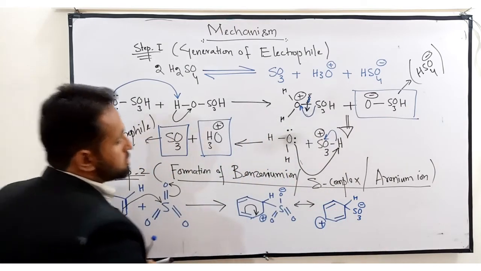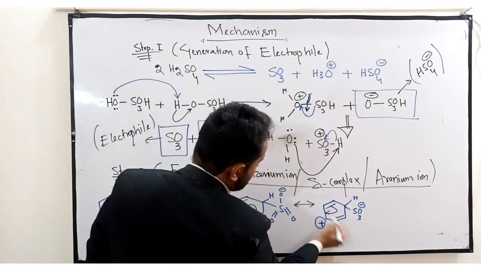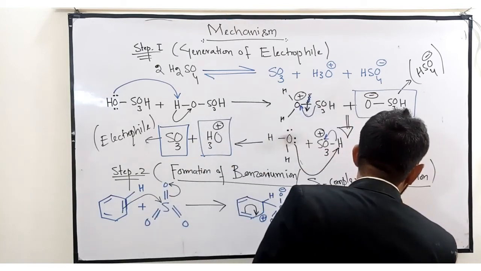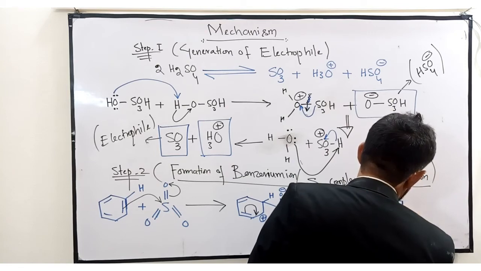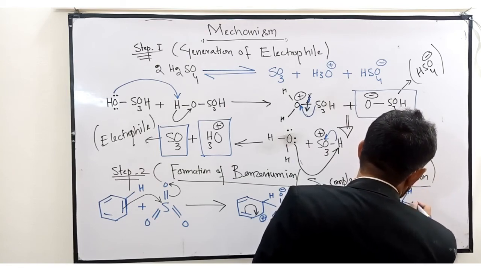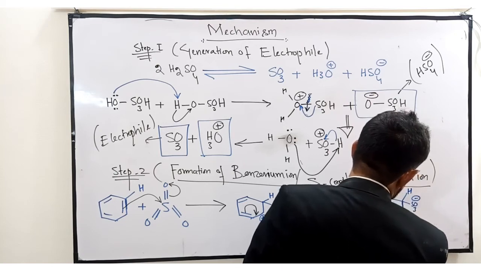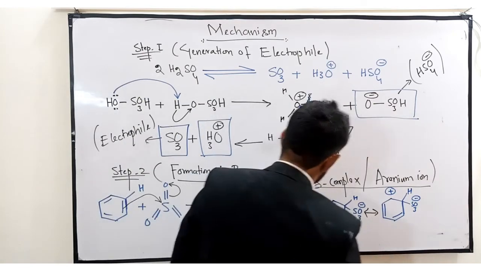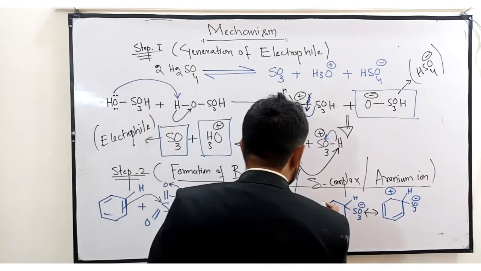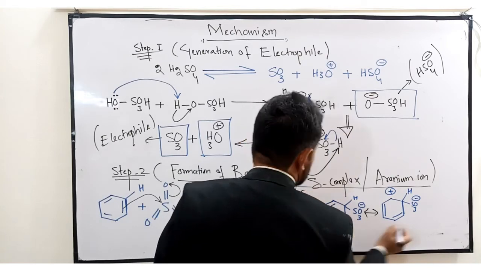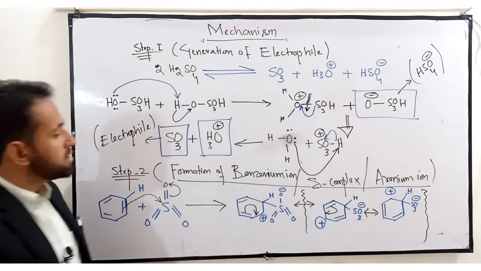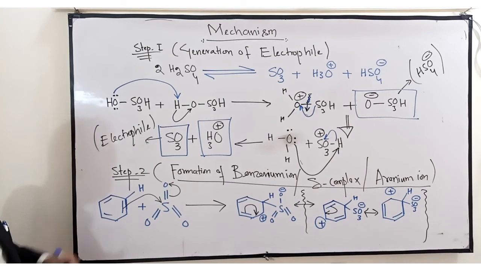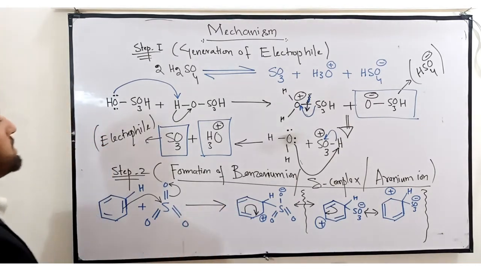And still there is a resonance. I mean that double bond will shift here. Another RS will form, that is, another resonating structure will form. SO3 negative, double bond here, and this is the positive charge. Understand, student? These are the resonating structures, that is RS, of this sigma complex. This is also stabilized, but not more stable than this one. You have to remember, understand? This is step number two.